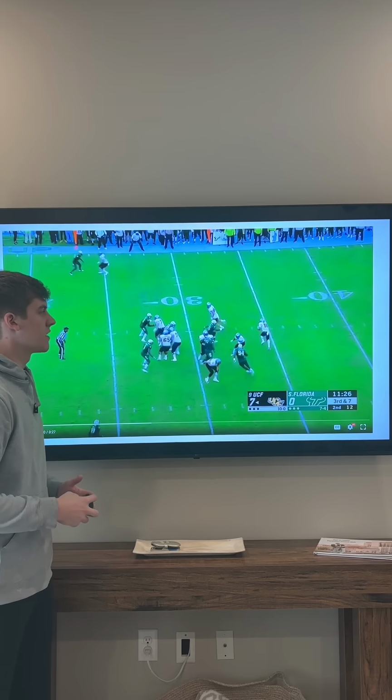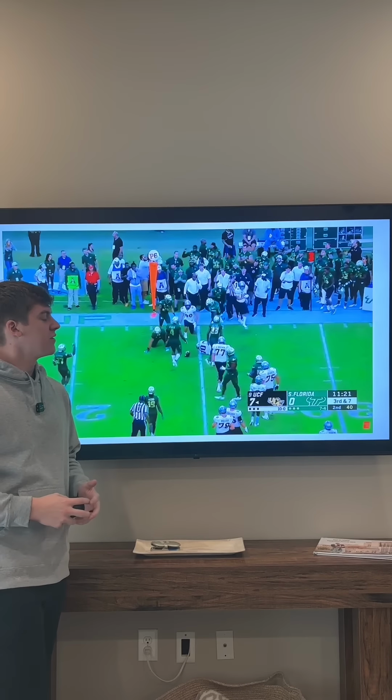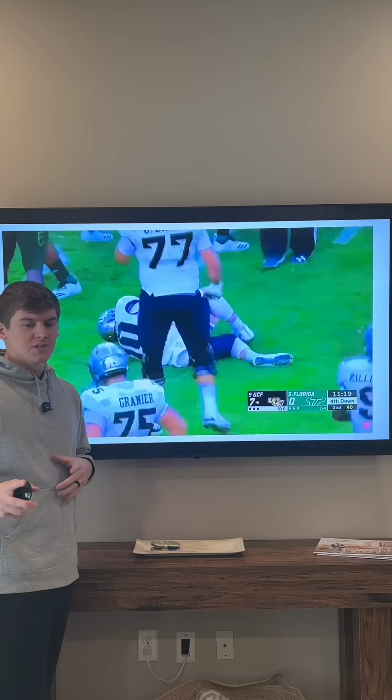So McKenzie is the quarterback for UCF here. He's going to roll out to the right and take a hit directly to his knee from a defender. And there's not another angle of it, for obvious reasons, and it's because of this.